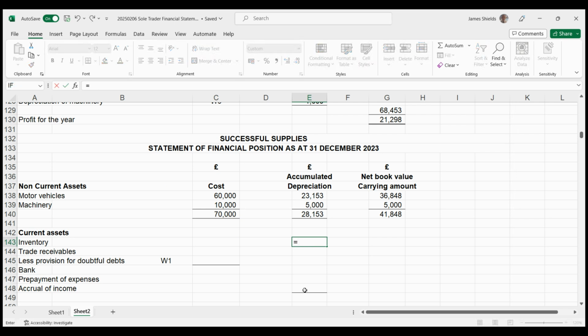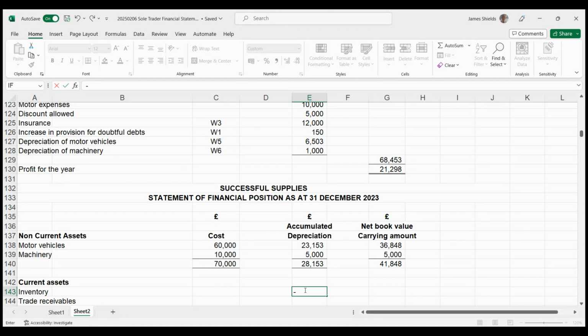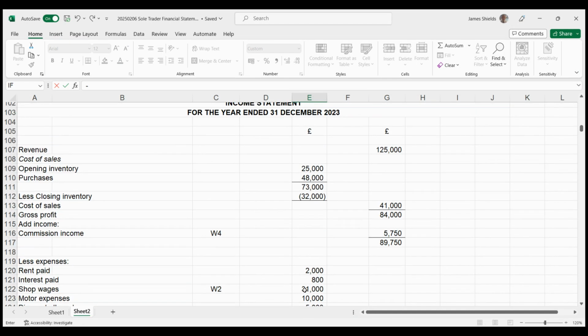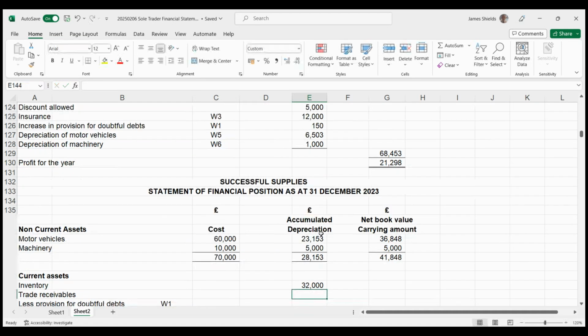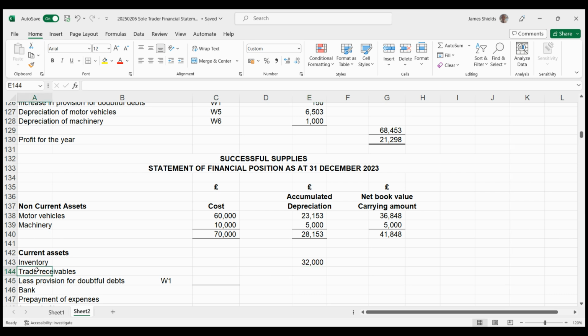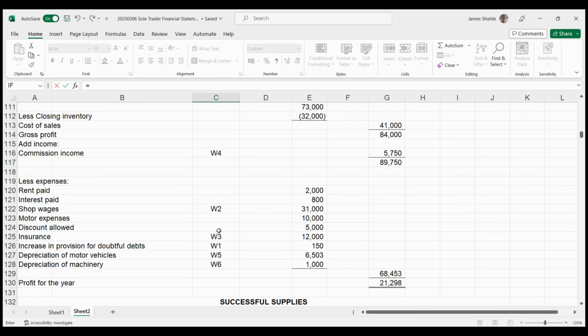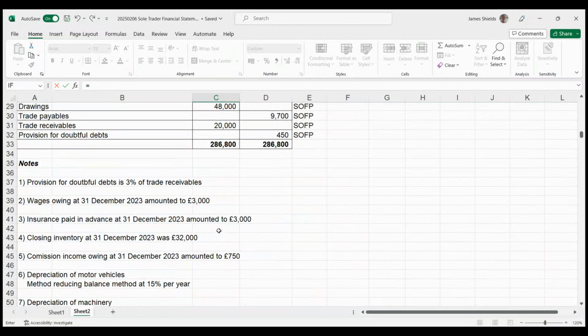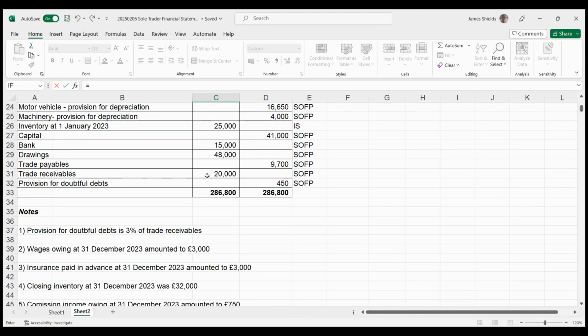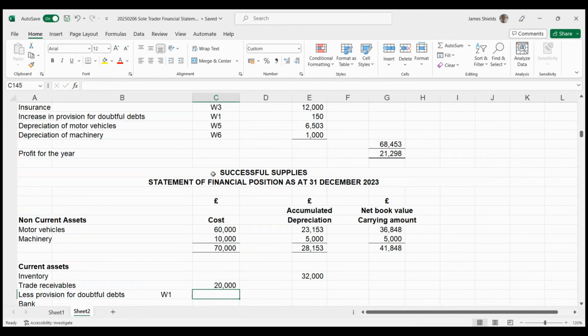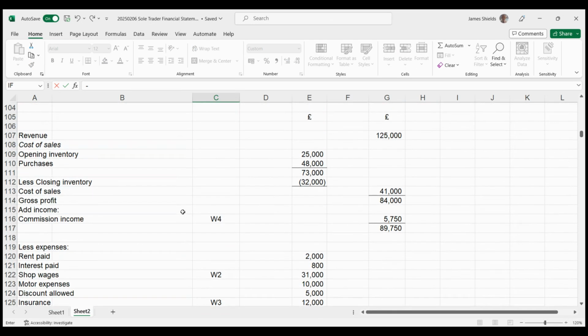So closed inventory, we know it's in the notes of the accounts, and it's also in our income statement. So it's going to be £32,000. Now, because there's a provision for doubtful debts, my trade receivables and provision for doubtful debts are going to go in the first column here. So trade receivables comes directly again from the trial balance. And here they are, it's £20,000. The provision for doubtful debts, we worked it out in working number 1.